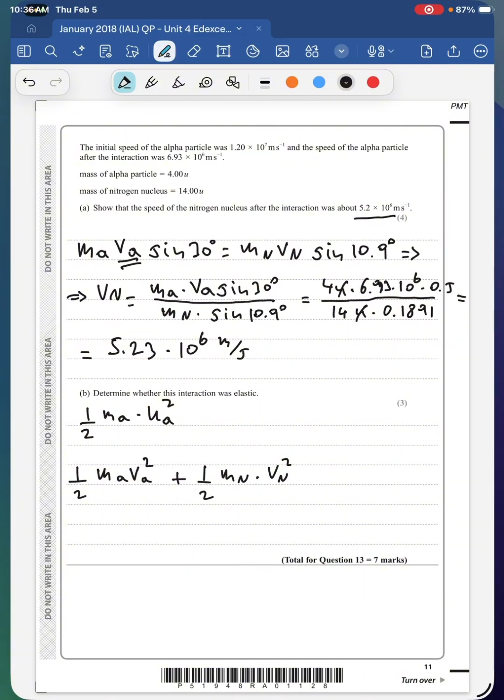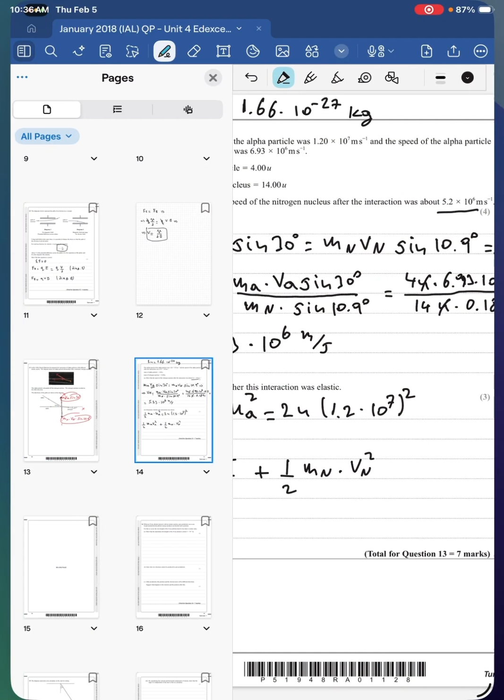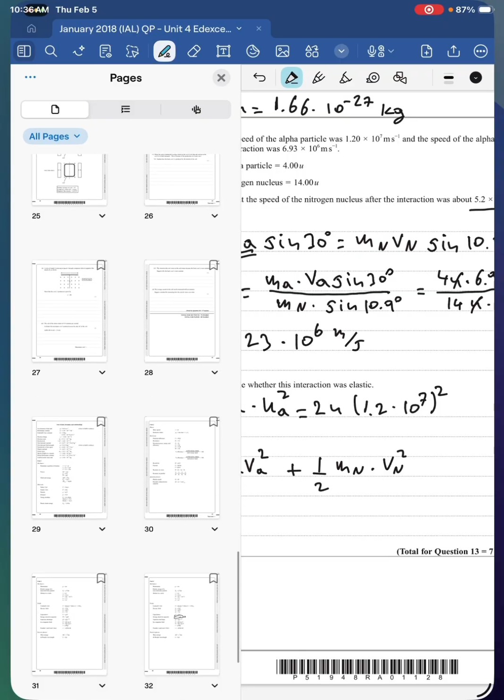Let's calculate the top, which is the kinetic energy before. That's equal to 2 atomic mass units times 1.2 times 10 to the 7 squared. And 1u, I think, is 1.66 times 10 to the negative 27 kilograms. This is off the top of my head. Let's actually check this just to make sure.